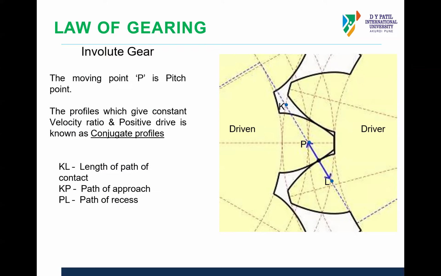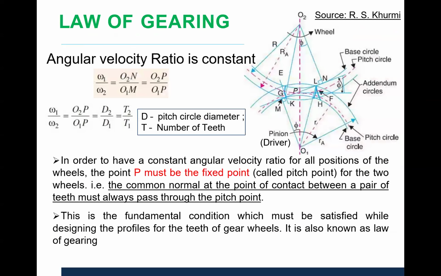So we have the total length of the path of contact. First is the approach distance and second is the recess. Approach is the distance at which engagement of the gear will start, and recess is the distance at which disengagement of the gear will start. So we need to understand how gears are engaged and how gears are disengaging during motion transmission.